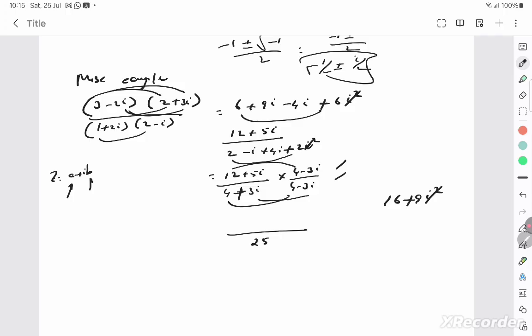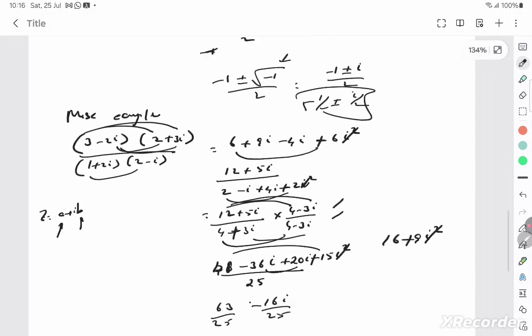The numerator, you have to take it in. 12 3s are 36, 12 4s are 48. Minus 12 3s are 36i. Plus 5 4s are 20i. Minus 5 3s are 15i square. i square is minus 1, so plus 15. 48 plus 15 is 63 by 25. And solving this, it will become 63 by 25 minus 16i by 25.